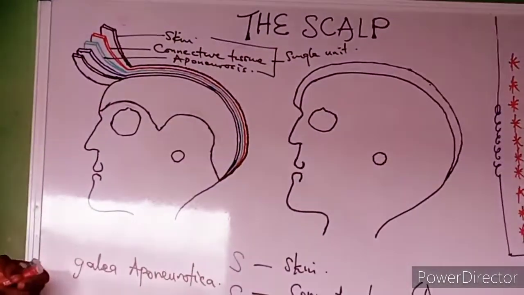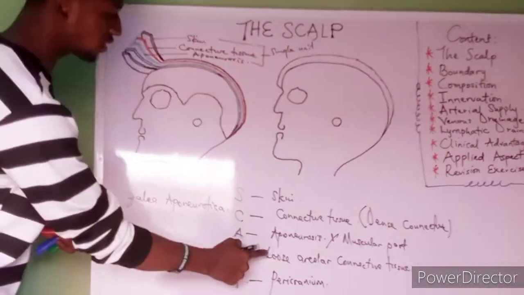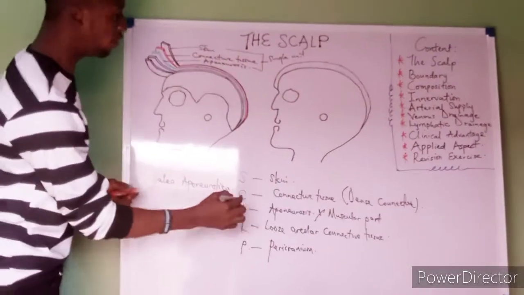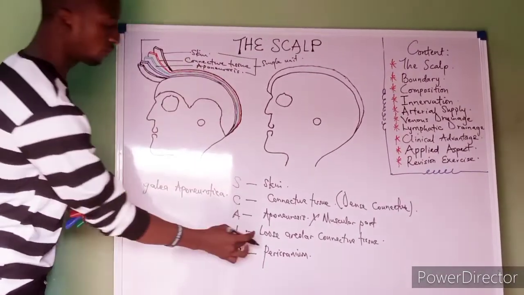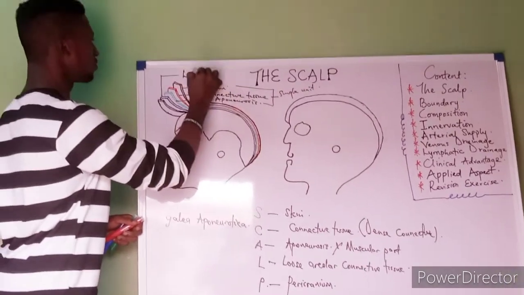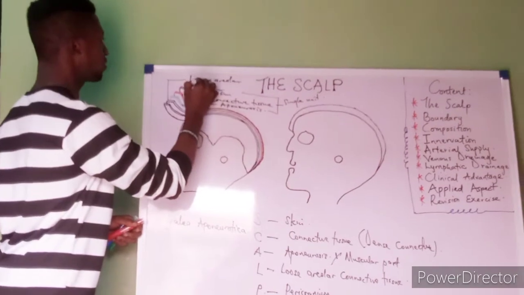And then we move to the fourth layer. The fourth layer of the scalp is called the loose areolar connective tissue.